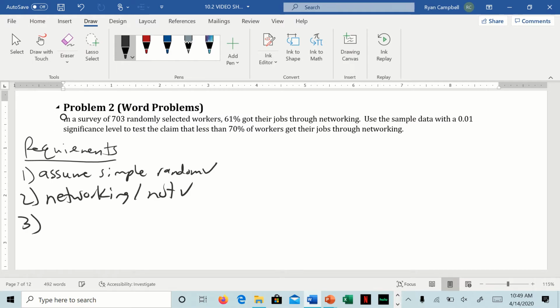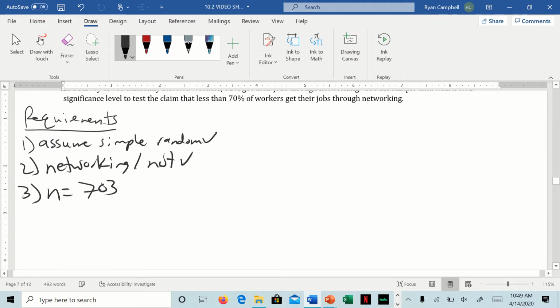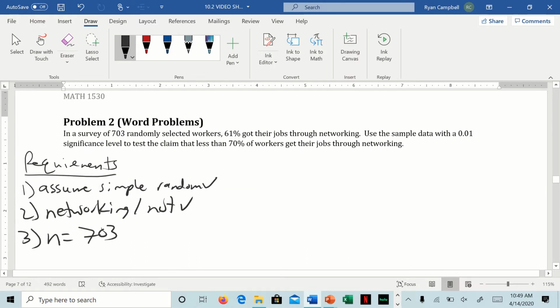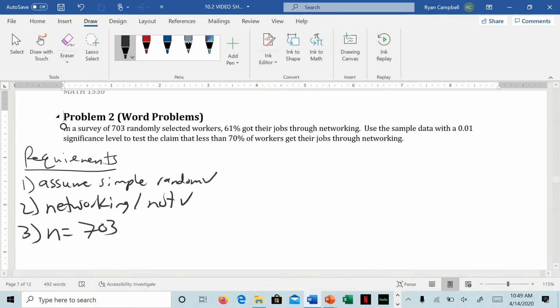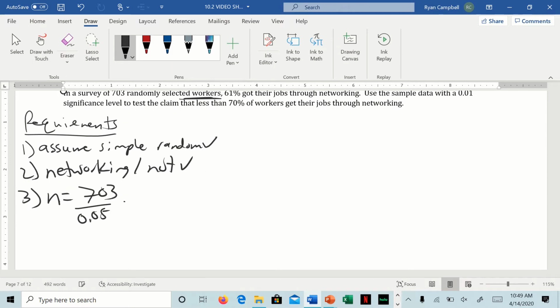Number 3, our sample is 703, right? So is that less than 5% of all workers? Yeah, definitely, right? If we want to check, we could divide that by 0.05, which would get us 14,060. Is that less than all workers? Yeah, there's definitely way more than 14,000 people who work. So yeah, we're good there. And then lastly, we got N times P naught times 1 minus P naught. So P naught comes from H naught, so let's do our first 3 steps.